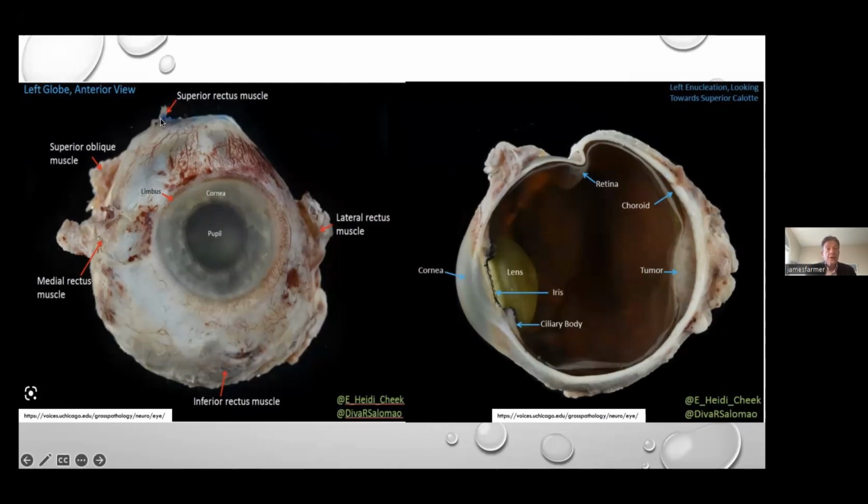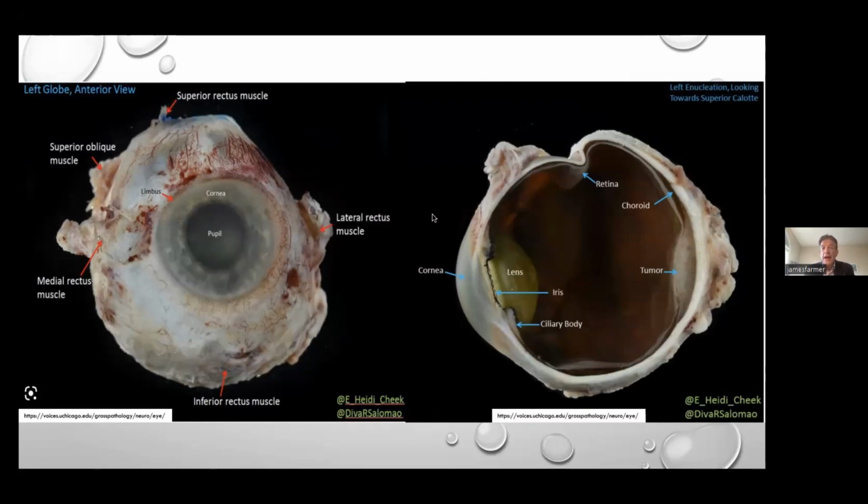These are the different extraocular muscles: superior rectus, the superior oblique, medial rectus, lateral rectus, inferior rectus, and then these would be just the vascular arcades on the episcleral portion of the eye. The sclera itself is avascular. The episclera is the vascular tissue just anterior to it.